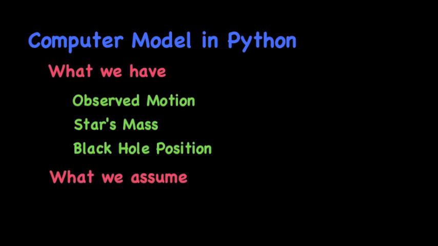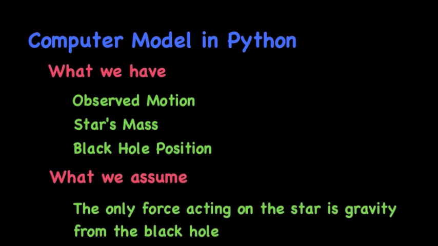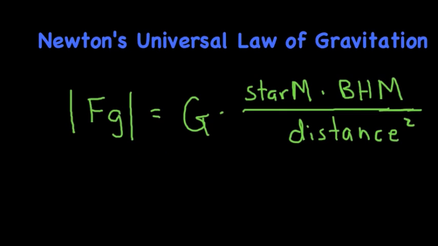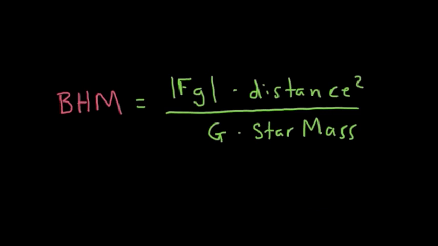Now we're ready to turn our attention to what we assume. The only force acting on the star is gravity from the black hole. Here we have a simplified version of Newton's universal law, simplified in that it calculates the magnitude, ignoring direction. We know what all of those values are, except for the black hole's mass. So let's rearrange the equation to solve for the black hole's mass. And here it is. I just said that we have all the values on the right-hand side of the equation that solves for the black hole's mass.